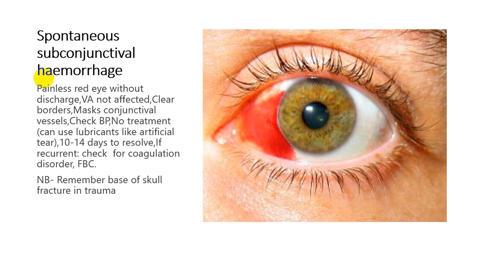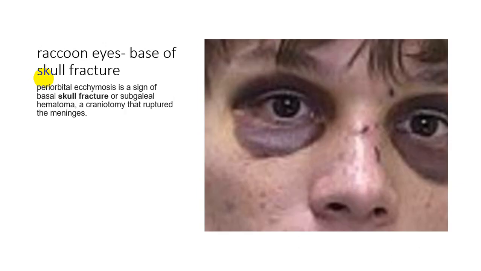Remember about skull fracture trauma, where subconjunctival hemorrhage may be present. This is recognized in case of a skull fracture. Periorbital ecchymosis is a sign of basal skull fracture or subgaleal hematoma, or craniotomy that ruptures the meninges.